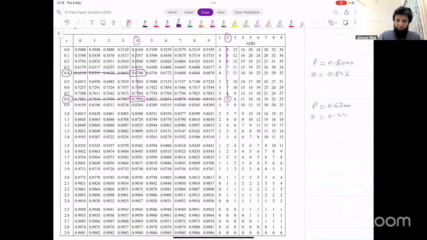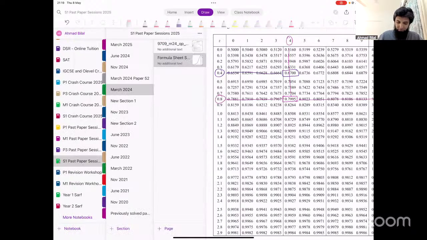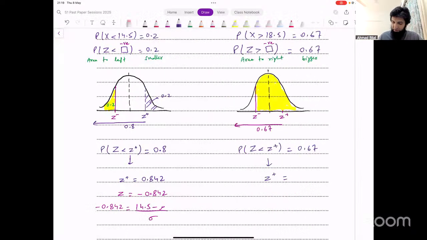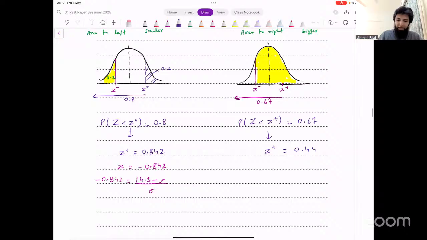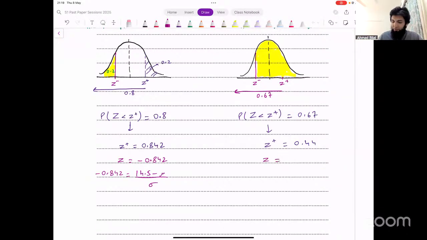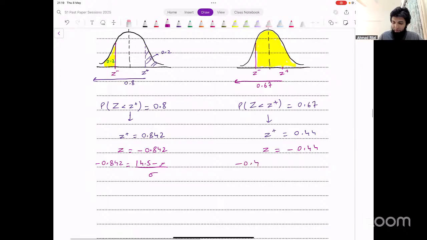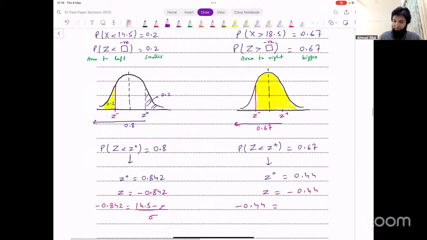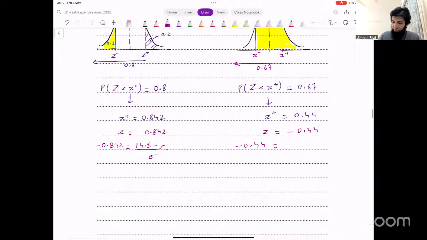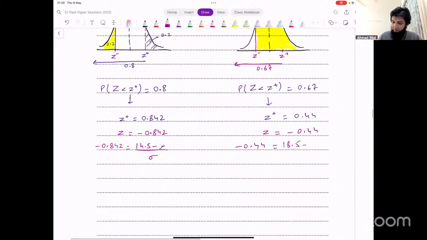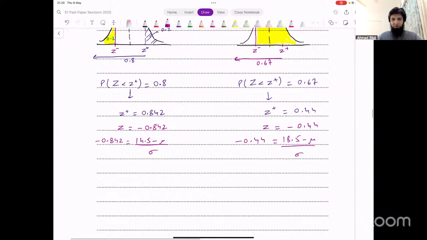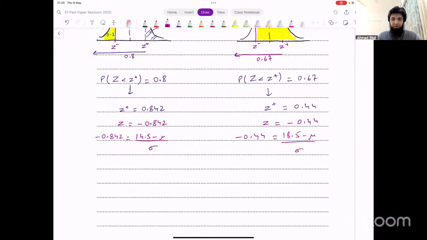Now let's go back there. This is 0.44, but we know the actual z value was supposed to be negative. So this is minus 0.44. The equation becomes minus 0.44 equals 18.5 minus the mean divided by standard deviation. You've got these two equations, you solve them simultaneously, and you get the result from that.